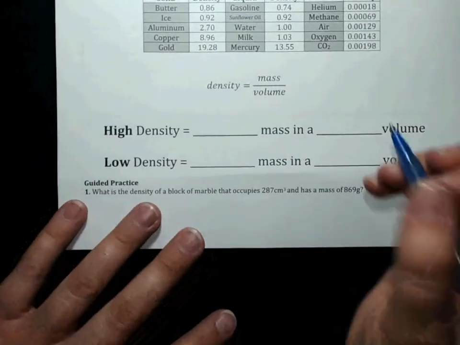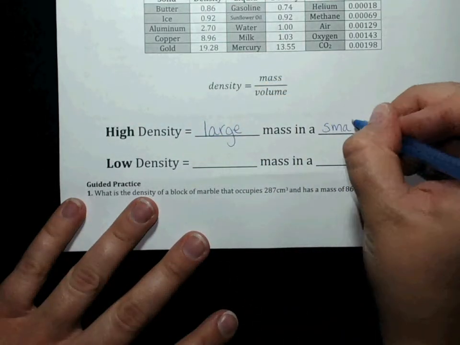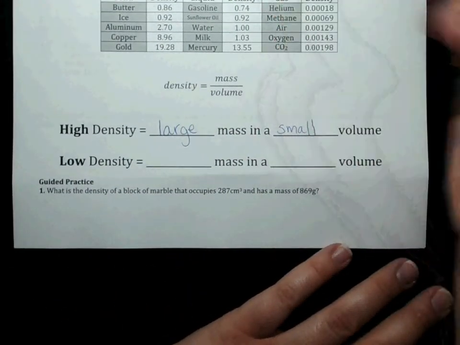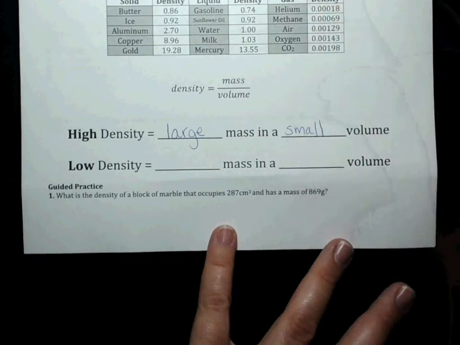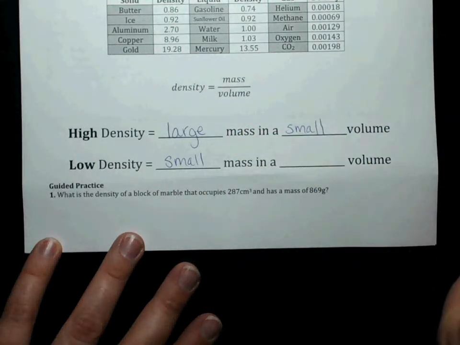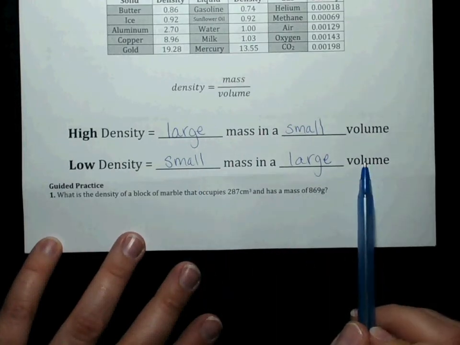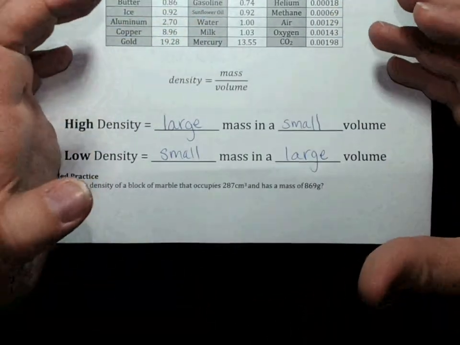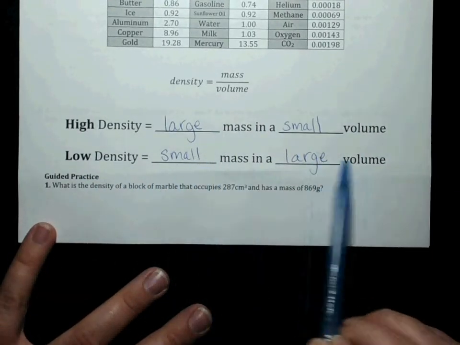So a high density means that you have a large amount of mass in a small volume. Think about a block of solid metal. It's going to feel really heavy in your hand even if it's a small block, and that's because there's a large amount of mass and a small amount of volume. But with a low density, you have a small mass in a large volume, so it's going to feel really light even if the object's really big. Think of a balloon. A balloon can easily be the size of a basketball or bigger, and it's still going to be very light because it's going to have a low density. There's not much mass there, but it's taking up a lot of space.